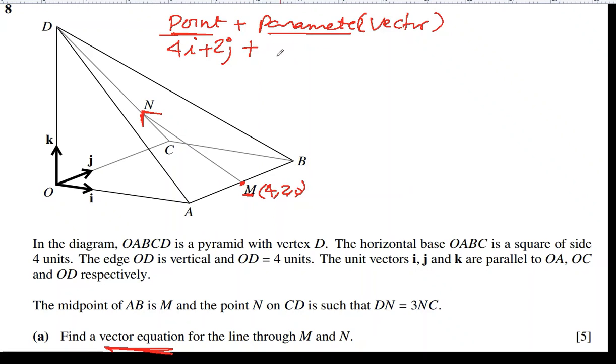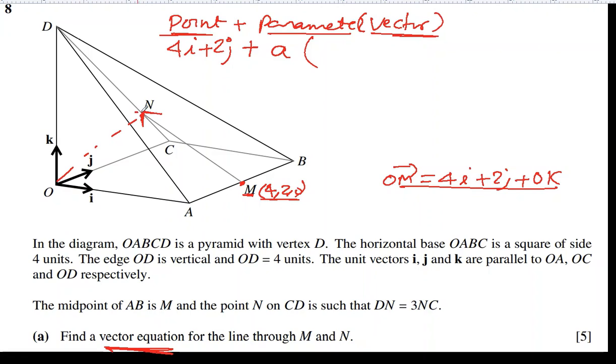So I'm not writing the k. Now I have to choose a parameter. Let's say parameter is a. Okay. Now I need a vector, and the vector is MN. So I know the coordinates of M, basically the OM vector I know already. OM is 4i plus 2j plus 0k. This is OM. The only problem left is somehow if I can find ON, right? And that will complete our equation and vector.